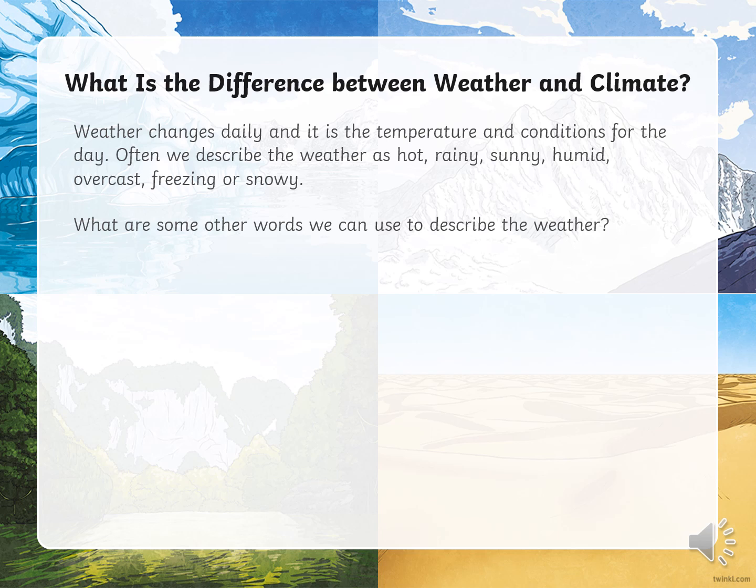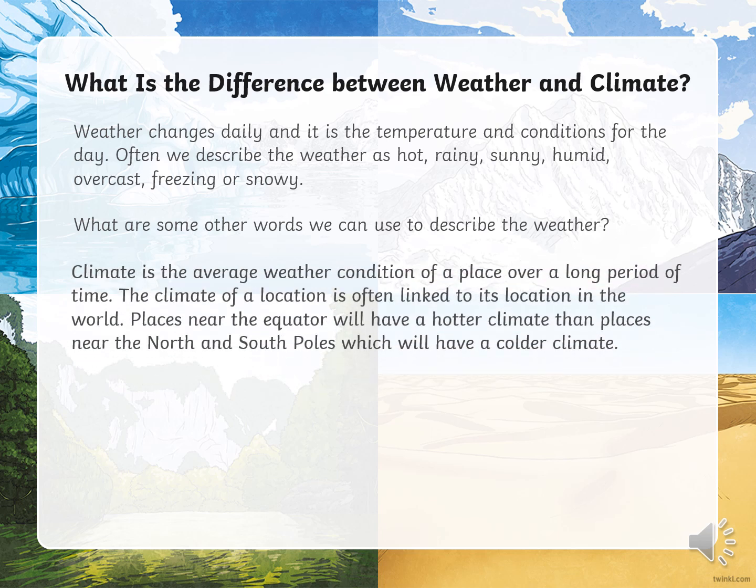So some other words we can use to describe the weather is climate. Now, climate is different from weather because it's the average weather condition over a long period of time. So the climate is linked to its location in the world. So places near the equator, which is that imaginary band that runs around the center of the Earth, will have a hotter climate than places near the North and South Poles, which have a colder climate.